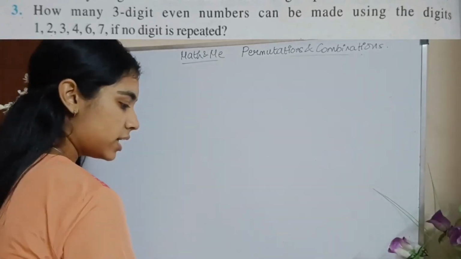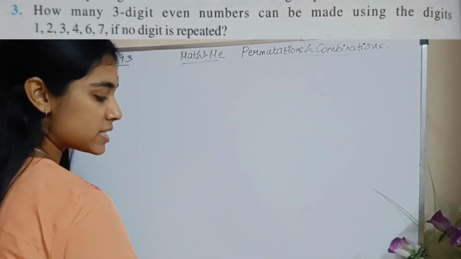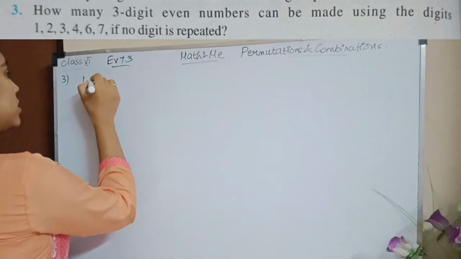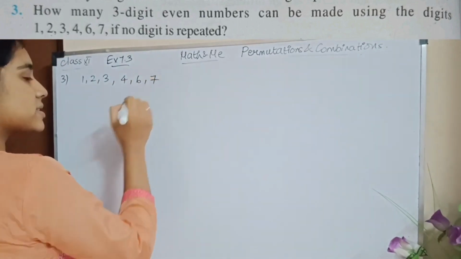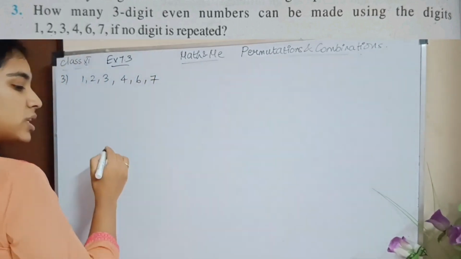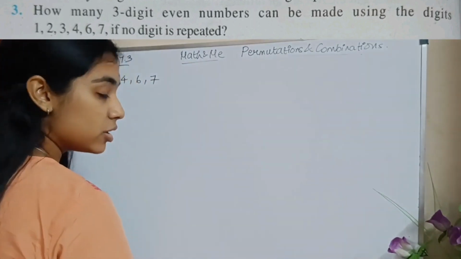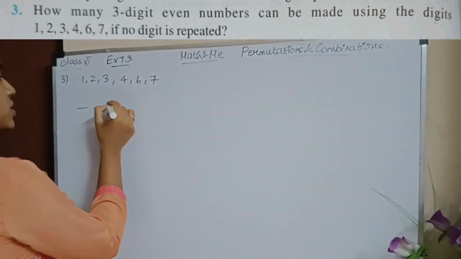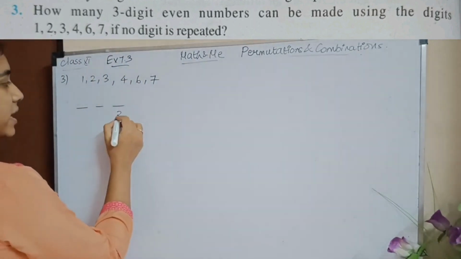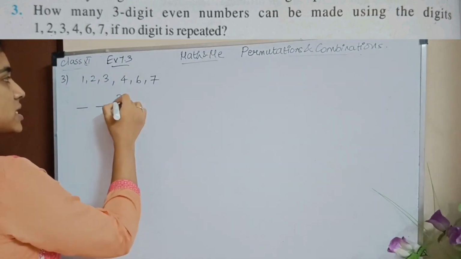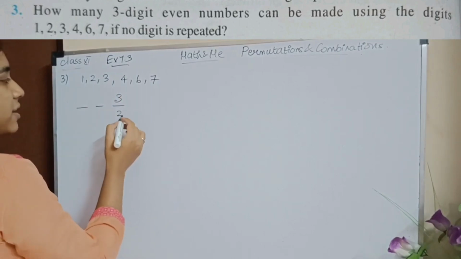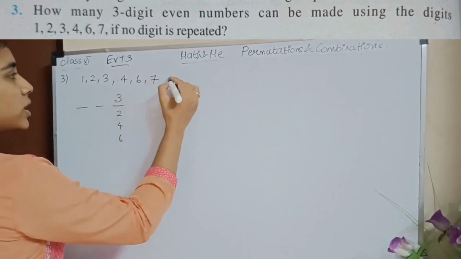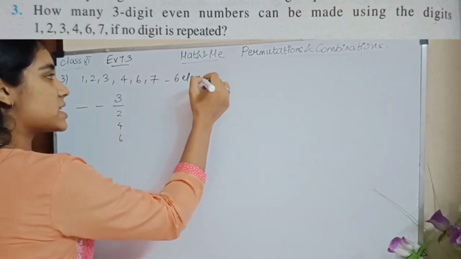Question number 3. How many 3-digit even numbers can be made from the numbers 1, 2, 3, 4, 6 and 7, so I need 3-digit even numbers when no digit is repeated. For the even place I have 2, 4, 6, which means I have 3 options. And for the other 2 places, if one number is taken, in total I have 6 elements.